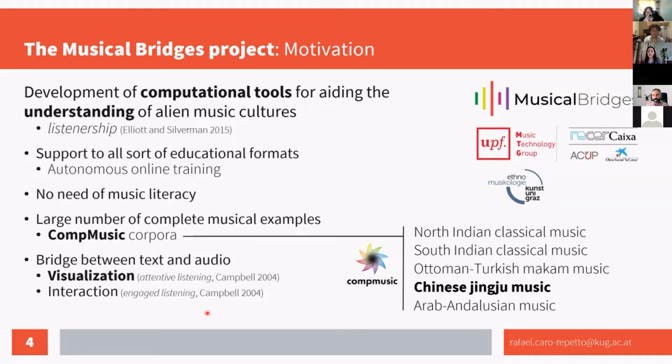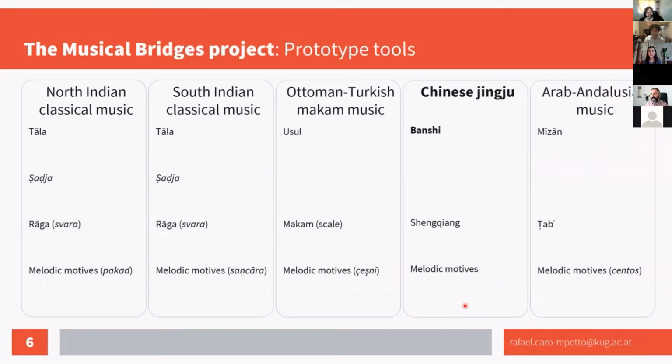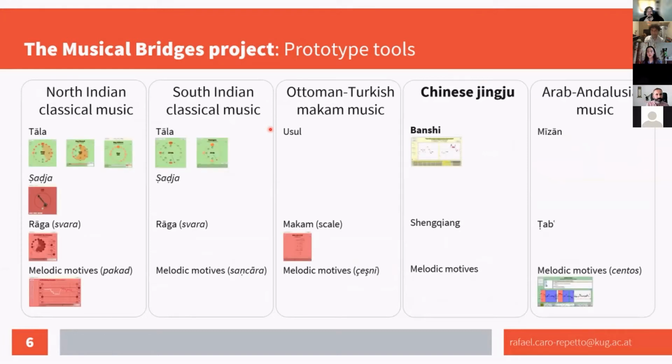So with this plan in mind and covering these five music traditions, we aimed to develop some tools, and we already have some prototype tools, each of them addressed to one particular aspect of each of these music traditions. These are the concepts we are addressing in each tradition, and these are the prototype tools that are already developed and online for you to explore if you're interested. In the case of Chinese jingju, the main concepts we're interested in are banshi, shenqiang, and also melodic motifs and others. Banshi and shenqiang are, of course, closely related.